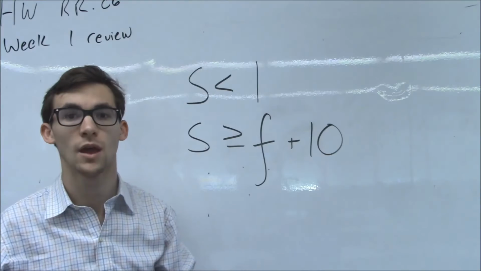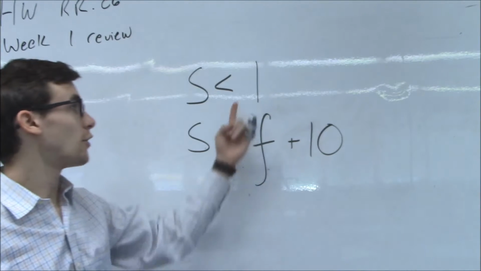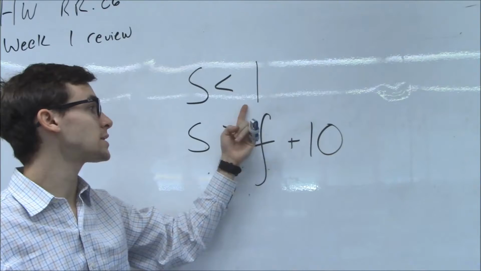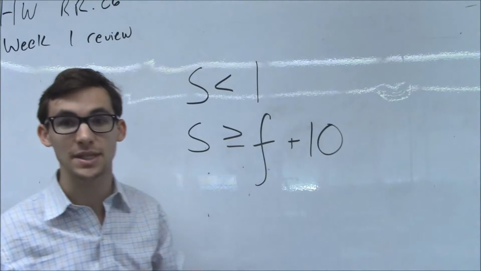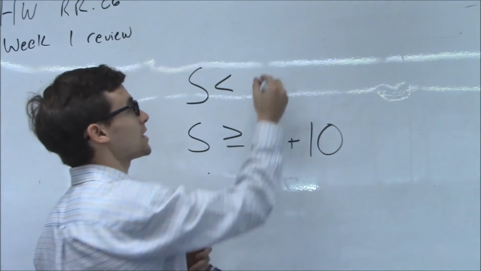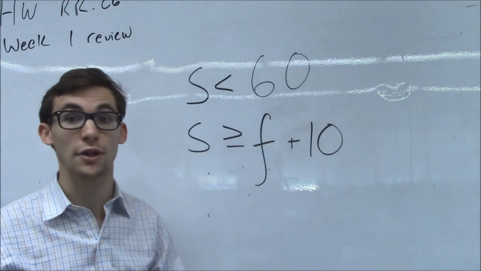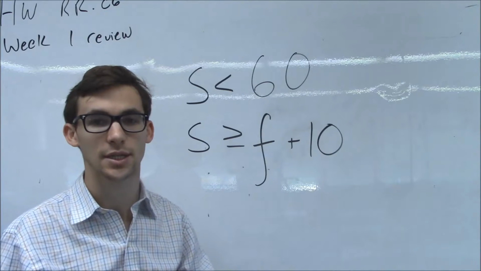And come back together in 3, 2, 1, time. The misconception I had is that I used two different units here. The 1 is the time in minutes, while S is the time in seconds. So I should have written this as S is less than 60 and S is greater than or equal to F plus 10.